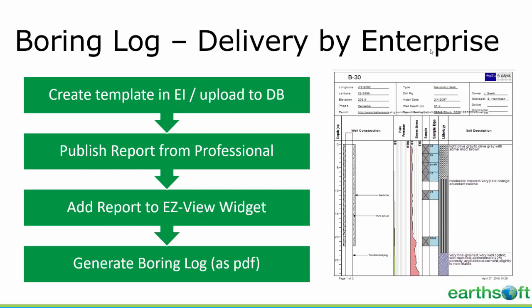Essentially, it's going to be a boring log that you're going to be able to get from an EasyView widget. And actually, if you're using Collect, they've even incorporated it into their maps. So you can click on a location and say you want a boring log, and it'll generate a boring log and then produce it to you as a PDF. And it's generating it live. These are not static images that have been saved away somewhere. It's actually generating it based on the live data.